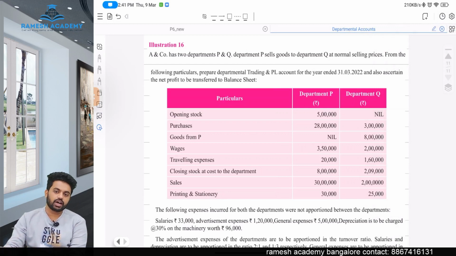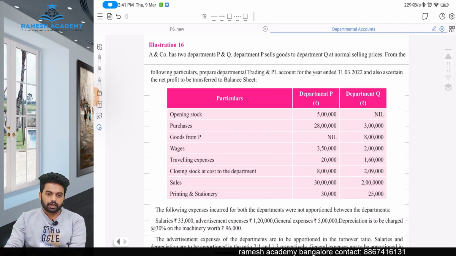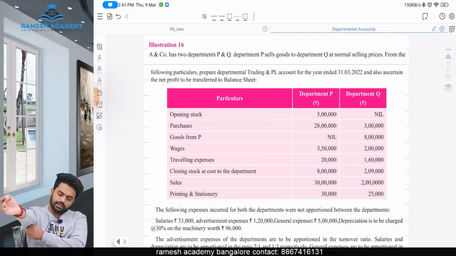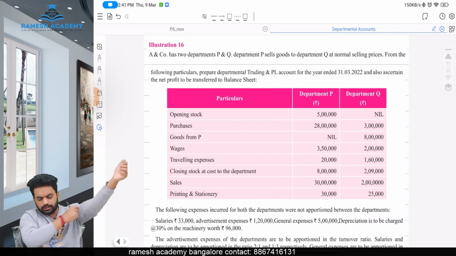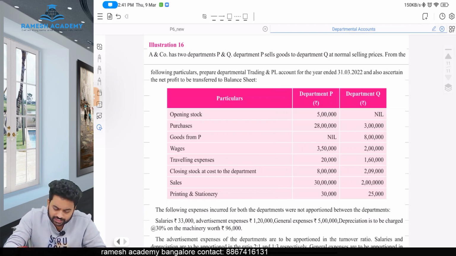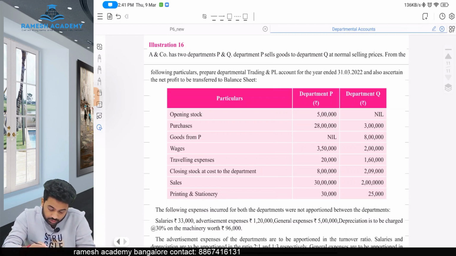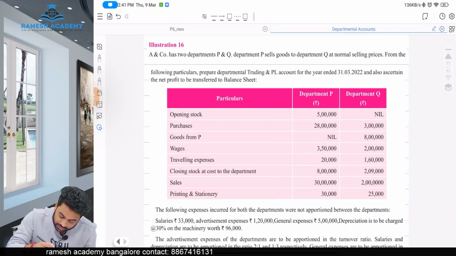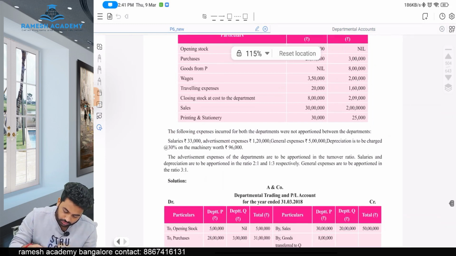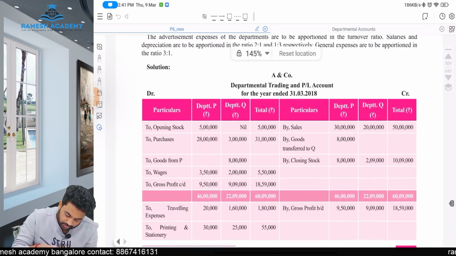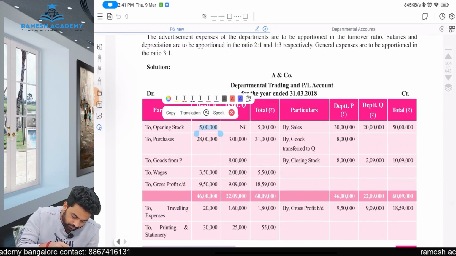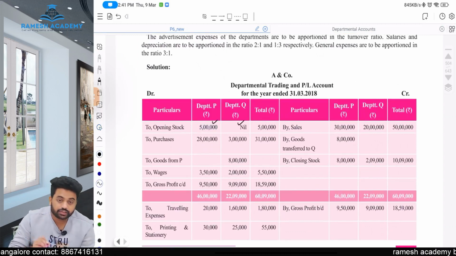Okay, shall we start? People, shall we start? Yes. Simple. First we will start with the trading account. Okay, boss. In the trading account, there is an opening stock of 5 lakh and nil.